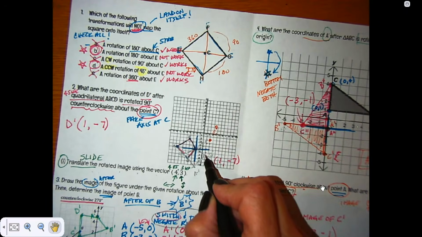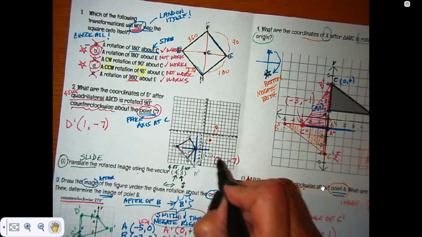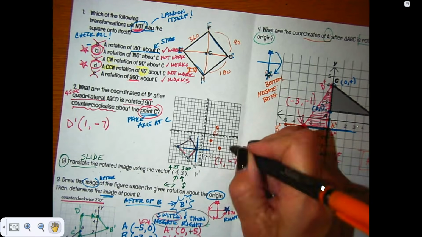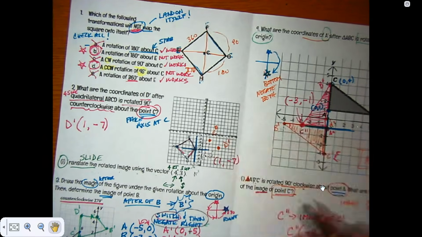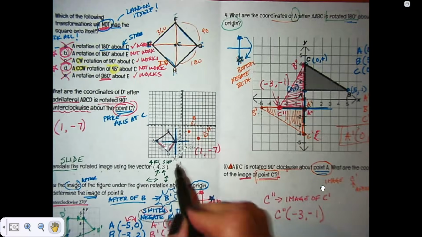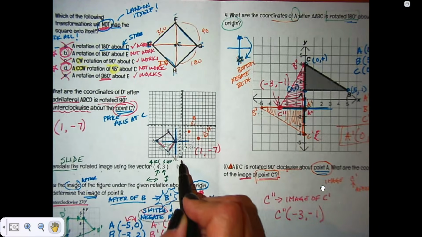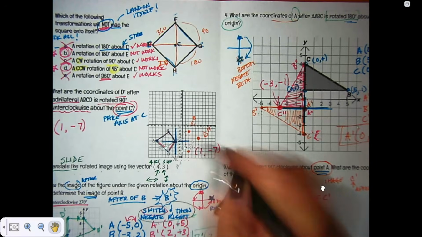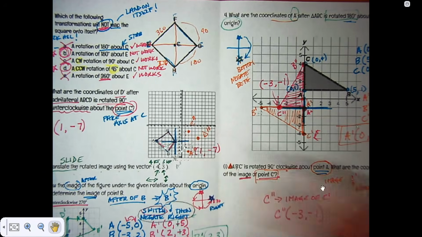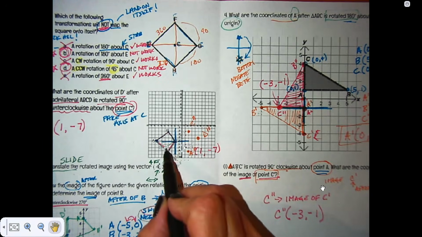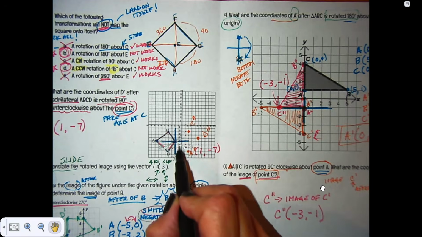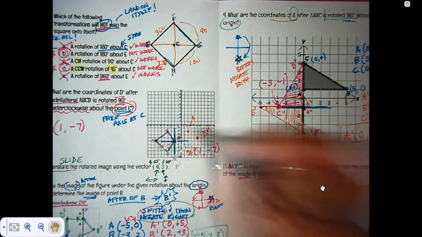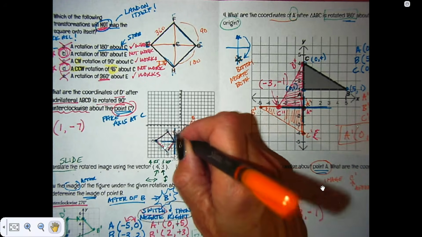D, I'm going to move him 4 right, 1, 2, 3, 4, and 3 up, 1, 2, 3. That's going to be right there. That's going to be my D double prime. This A, I need to move him 4 right, 1, 2, 3, 4, and 3 up, 1, 2, 3. That's going to be my A double prime. And my B, I'm going to move him 4 right, 1, 2, 3, 4, and 3 up, 1, 2, 3. It's going to put me right there. That's going to be my B double prime.